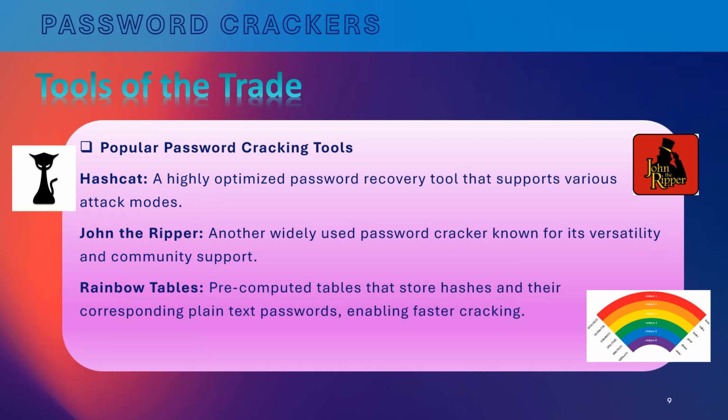Password crackers. Password cracking tools are used to recover or break passwords. Hashcat is a powerful tool known for its efficiency and support for multiple attack methods. John the Ripper is widely used for testing password security due to its flexibility. Rainbow tables contain precomputed hash password mappings, enabling fast password decryption. These tools are commonly used by attackers, but security professionals also rely on them to test and strengthen password security.